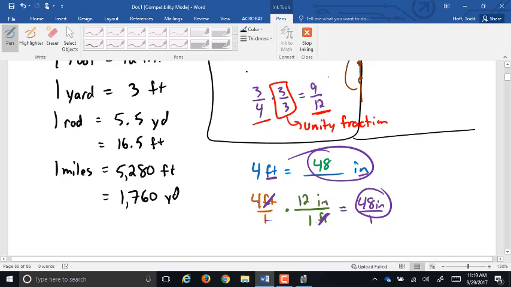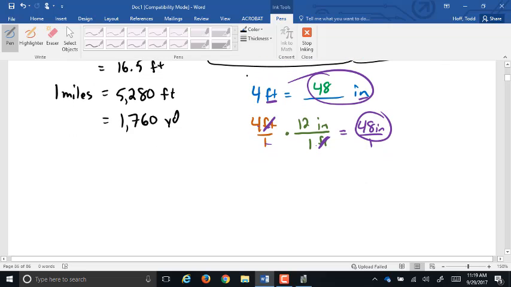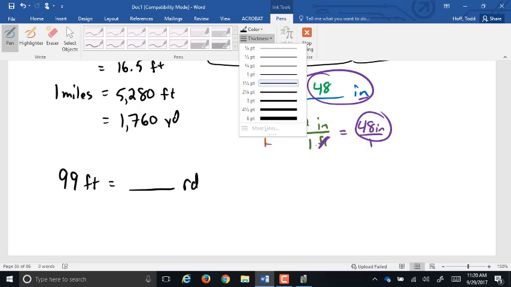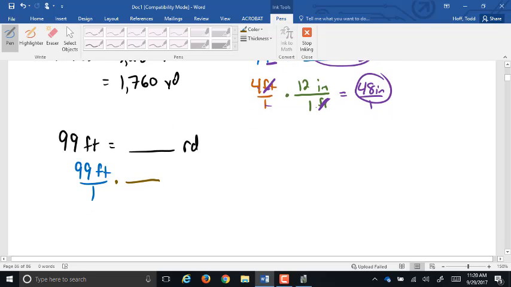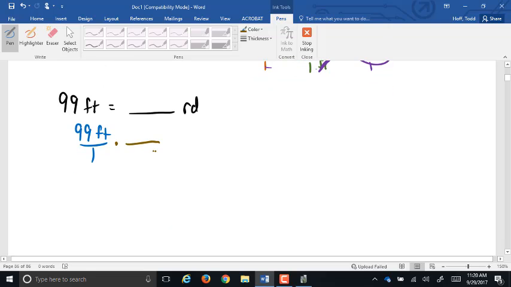So 48 inches over 1, or just 48 inches. Again, feet and inches, we probably don't need to use a conversion. But let's say I give you 99 feet, and I want to convert it into rods. That's not one that we've used enough to really be comfortable jumping in and doing it. But I can make my 99 feet into a fraction by just doing 99 feet over 1. In my conversion factor, in my unity fraction, what unit is going to go on bottom here? Feet, so they'll cancel out.